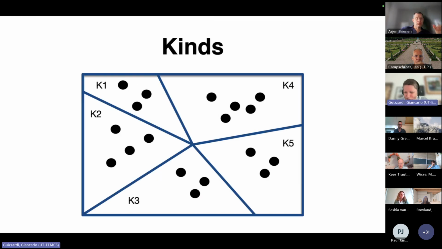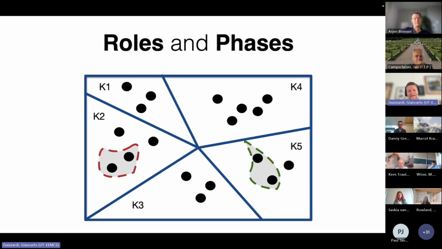So if I could offer a geometric metaphor, it's like this. You have your universe with your instances, and your universe is partitioned, tessellated in kinds. Everything belongs to one kind, one unique kind, and cannot change kinds. So suppose K2 is person, K5 is organization. These individuals are in that space and they cannot leave that space.